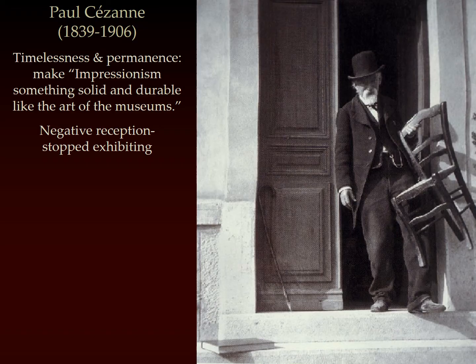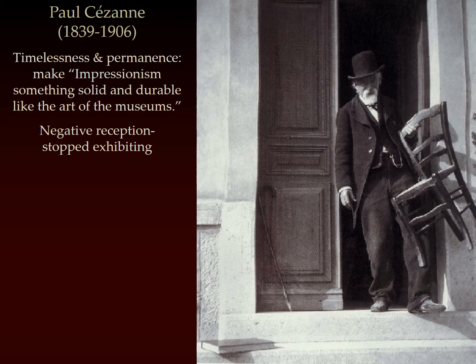Now, the final artist we'll be discussing today is Paul Cézanne, representing, like Seurat, the analytical and scientific approach to painting that will give rise to the styles in the early 20th century, including Cubism and Futurism. Now, his was a belief that art needed to be timeless and permanent, meaning that he believed that Impressionism would not be durable, would not last the ages and the test of time. So he wanted to take Impressionism, the subjects of Impressionism, and make them something solid and durable, as he states, like the art of the museums.